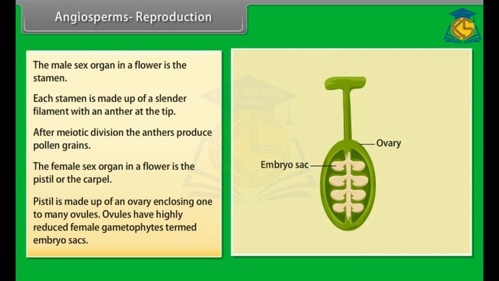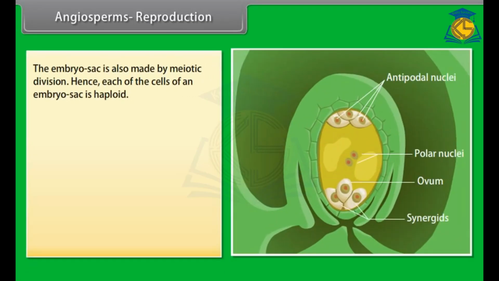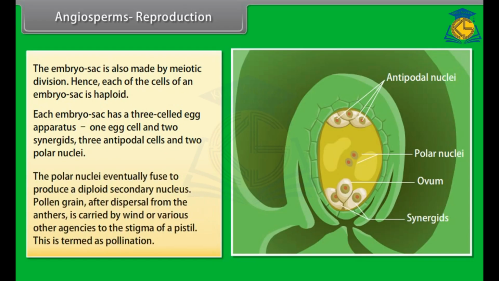Ovules have highly reduced female gametophytes termed embryo sacs. The embryo sac is also made by meiotic division. Hence, each of the cells of an embryo sac is haploid. Each embryo sac has a 3-celled egg apparatus, 1 egg cell and 2 synergids, 3 antipodal cells, and 2 polar nuclei. The polar nuclei eventually fuse to produce a diploid secondary nucleus.